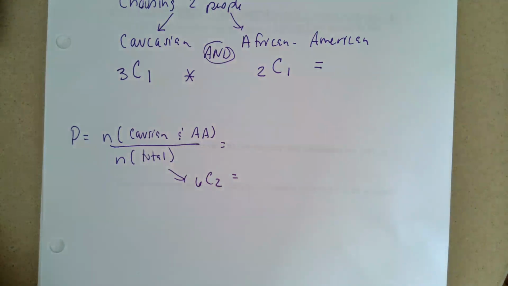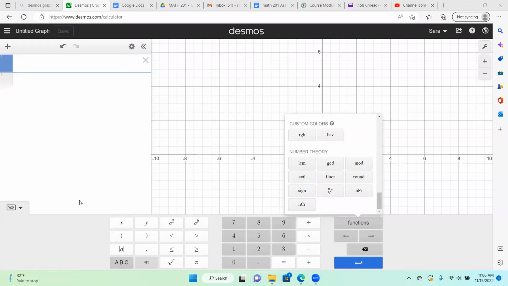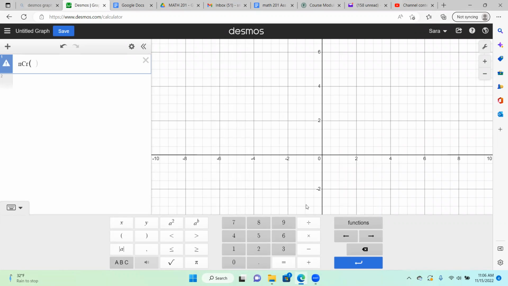So let's go over to Desmos so that we can check this out. In Desmos, if you want to use combinations and permutations, you're going to go down to the menu and over to functions, and then scroll all the way down, and there's the permutations and combinations, and we're using combination. So the nCr, we're going to put in 6, 2 to find all of our possibilities. So there's 15 possibilities.